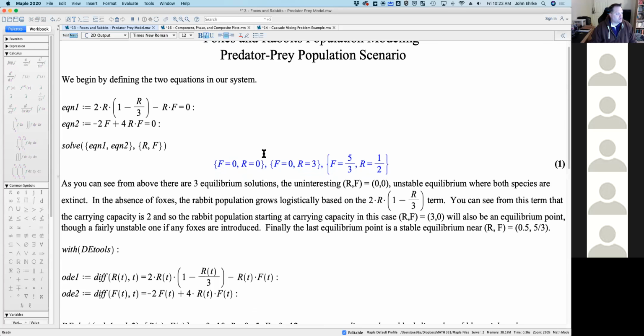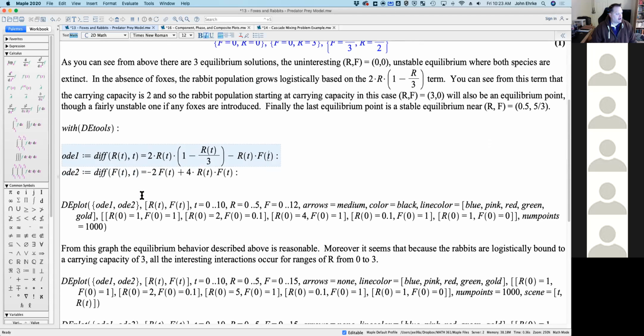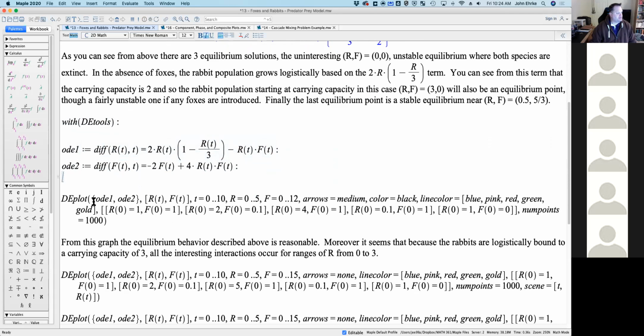What I want to make sure that you understand is I can't use R of t and F of t if I'm looking for the equilibrium points, but I have to define things in terms of R of t and F of t when entering them as a differential equation. So you can see down here that I have loaded DEtools and that I have defined ODE1 and ODE2 as my 2 equations of my system. So let me go ahead and load those in. And this is the DEplot command.